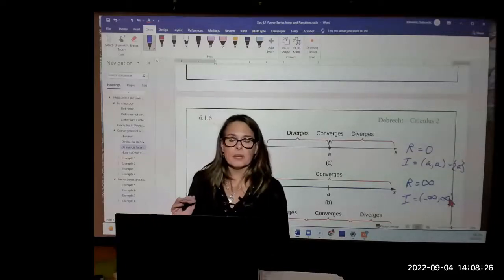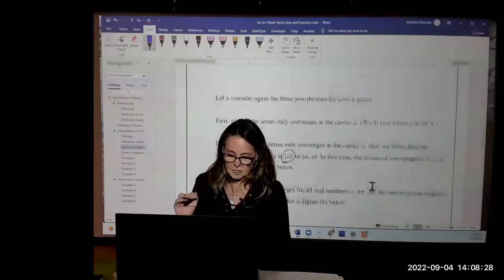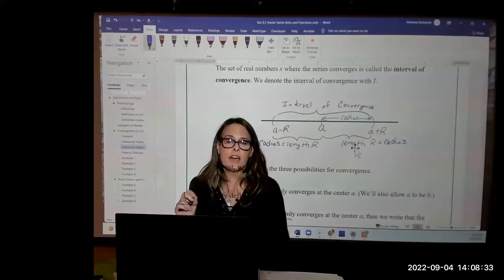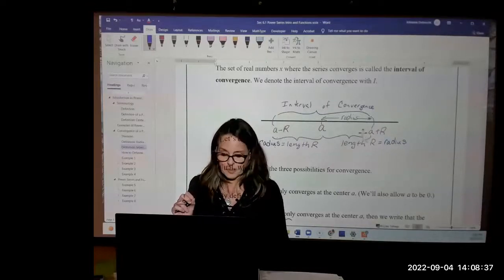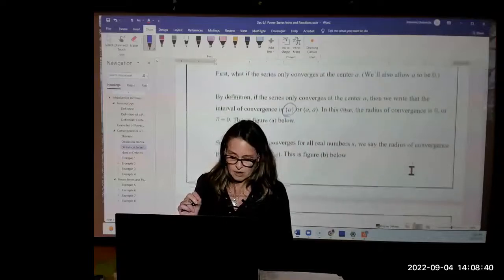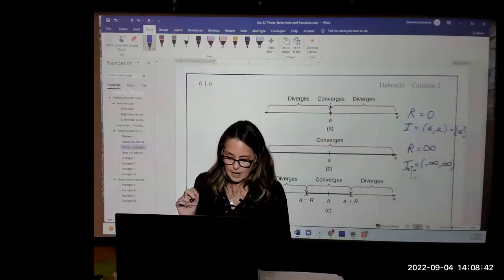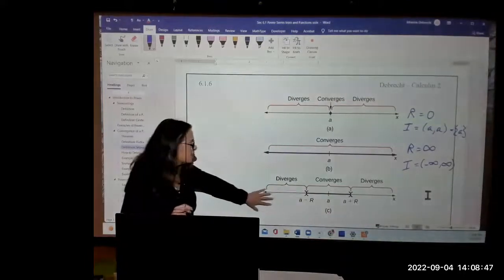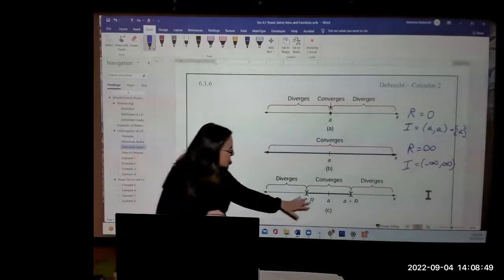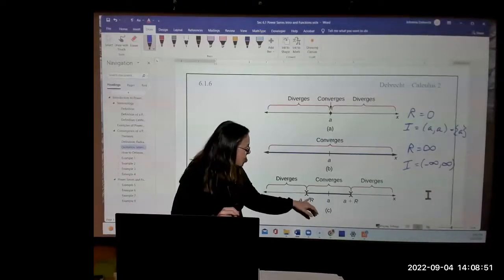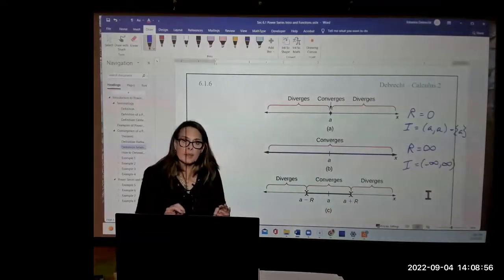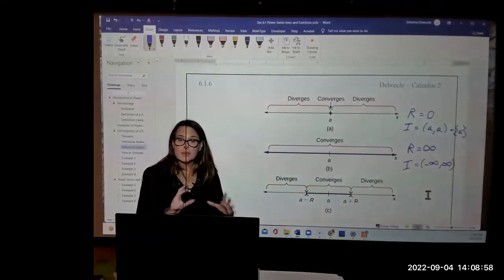The third possibility is the one that we had in the image up here, where we had some definite constant value, uppercase R greater than 0, and it converged between A minus R and A plus R without knowing exactly what happens at the endpoints. And that's what you see down here in this third situation, right? So we have convergence definitely on the open interval A minus R to A plus R. We don't know what happens at the endpoints. It may converge, it may not.